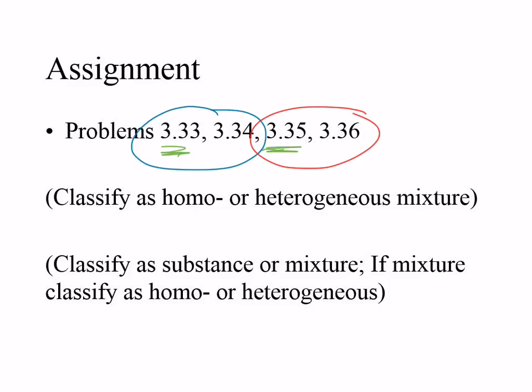And so the first set, you're supposed to say what sort of mixture it is, and for the second set, you're supposed to say, is it pure or is it a mixture? Remember, a synonym for substance is pure substance. So is it a pure substance or is it a mixture? And then the problem goes on to say, if it is a mixture, say whether it's homogeneous or heterogeneous.